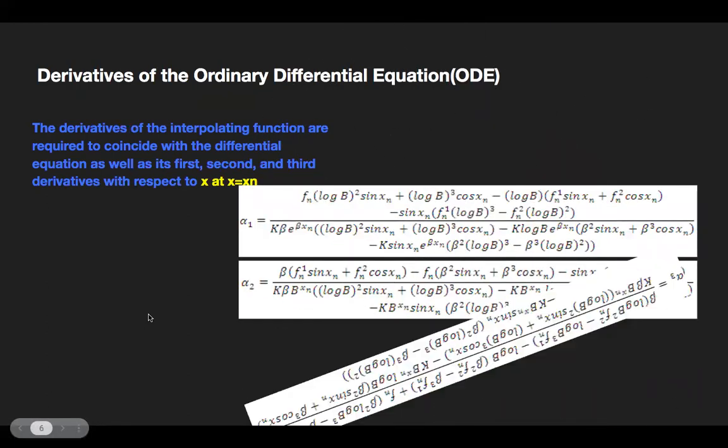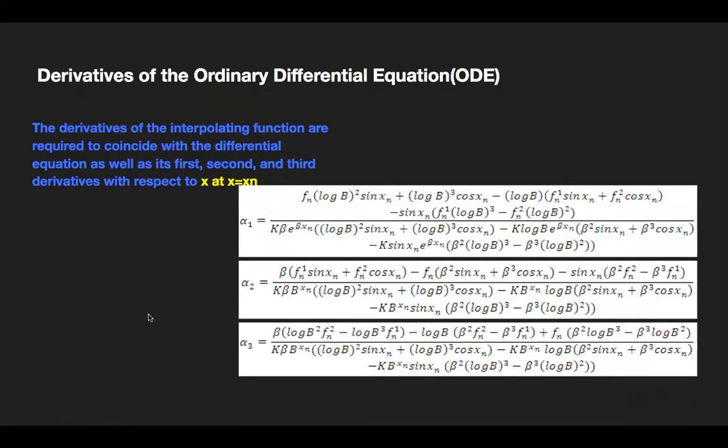So here we have the derivatives of the ordinary differential equation models, or ODE. The derivatives of the interpolating function are required to coincide with the differential equation, as well as its first, second, and third derivatives with respect to x at x equals xn. So here we have our a1, a2, and a3, which are our first, second, and third derivatives with respect to x at x equals xn.